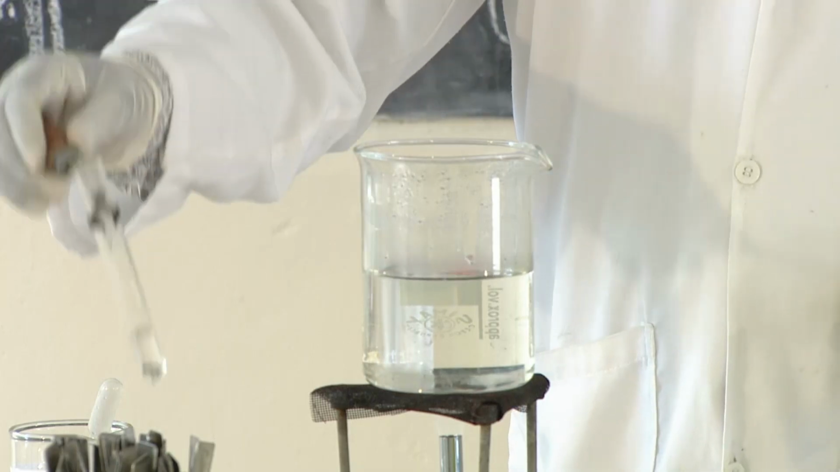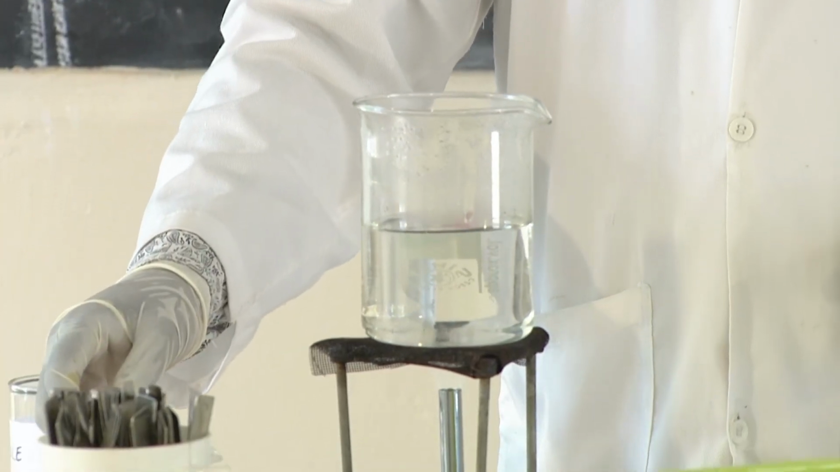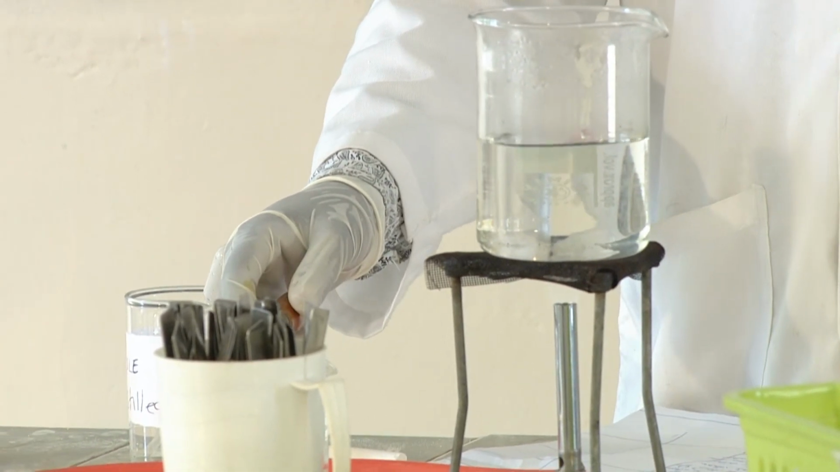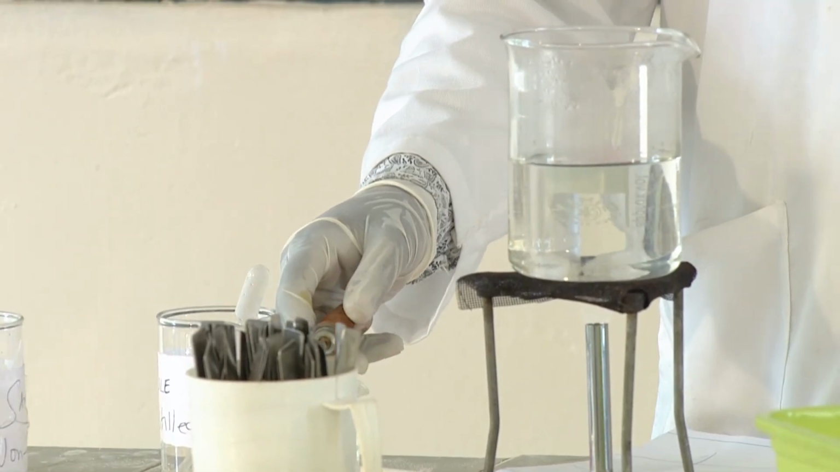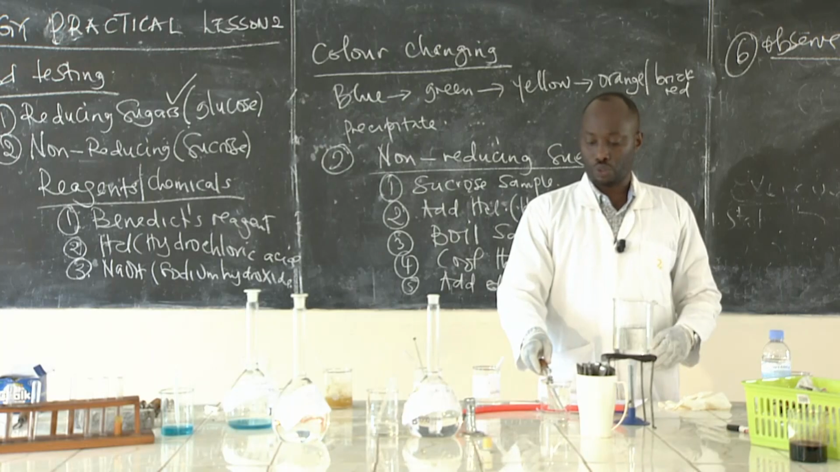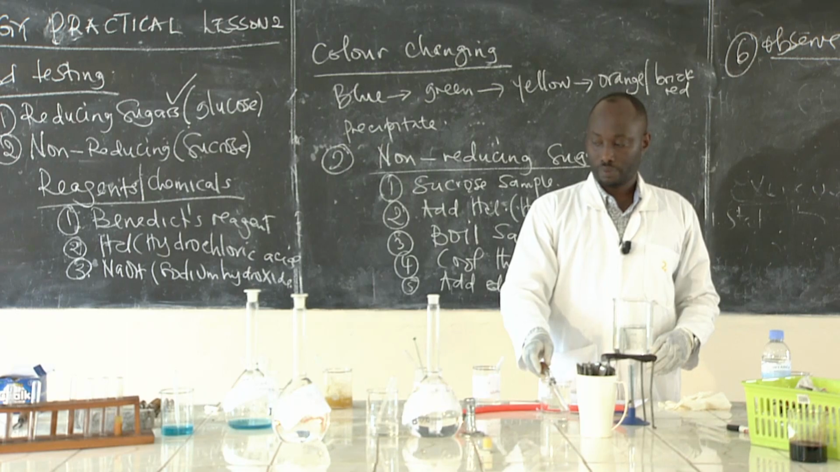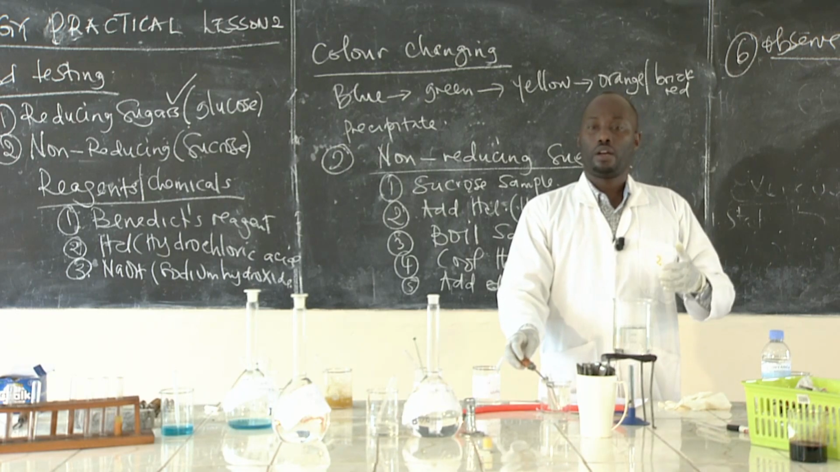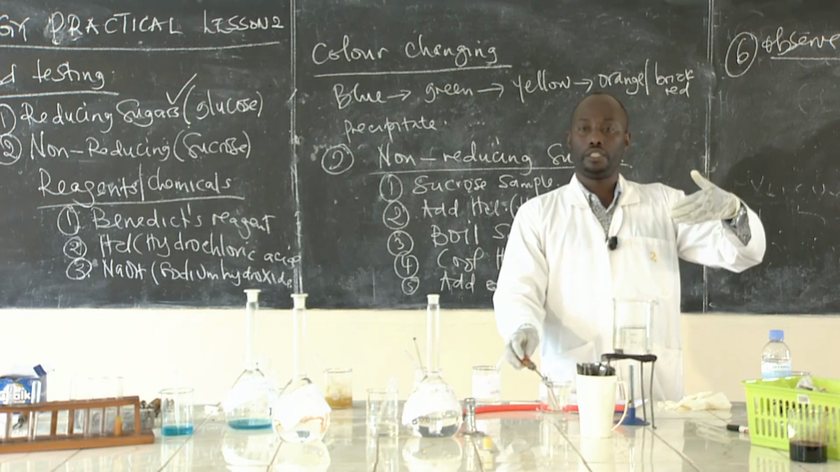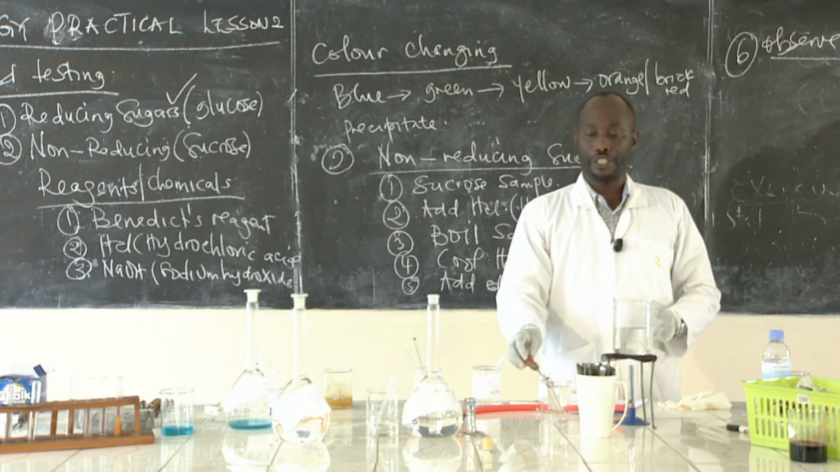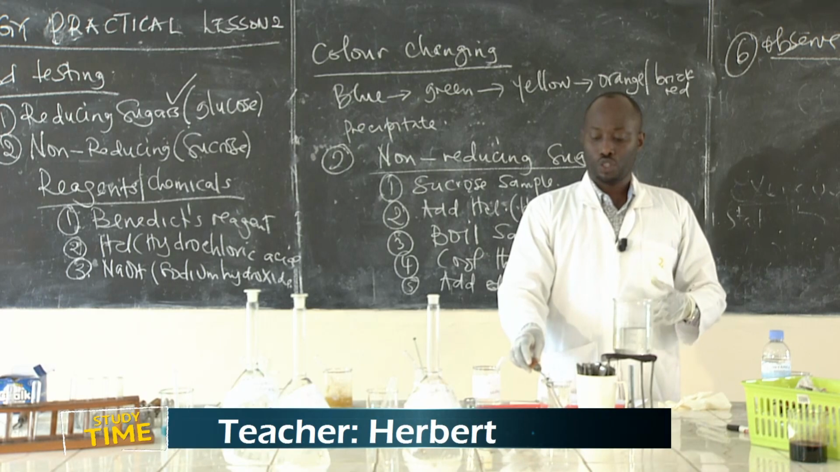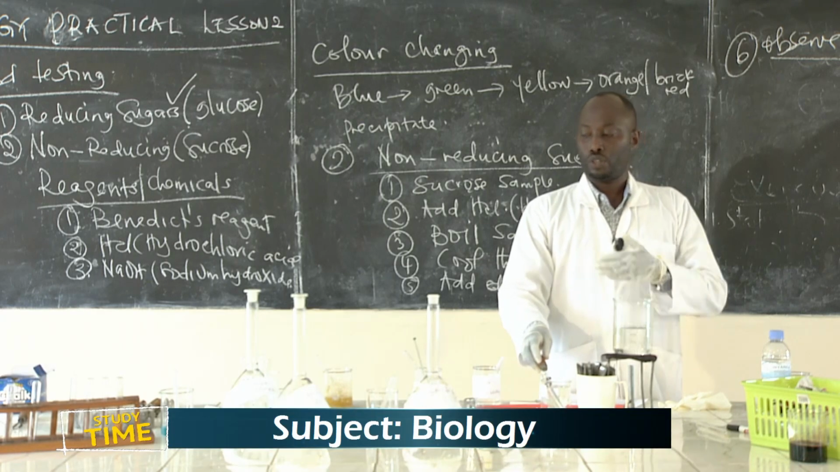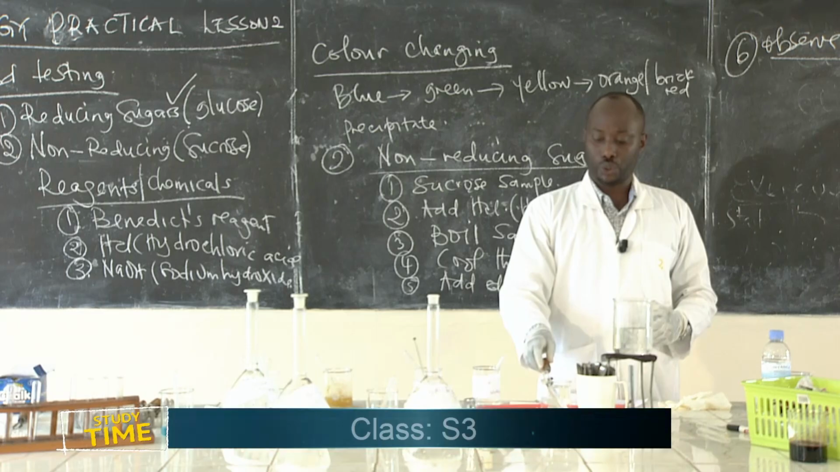You cool it, put it into warm water. After you put it into warm water, the next step is to add the Benedict's solution. You take about 3 to 4 minutes of cooling, and then after you remove the sample, you add the Benedict's solution.